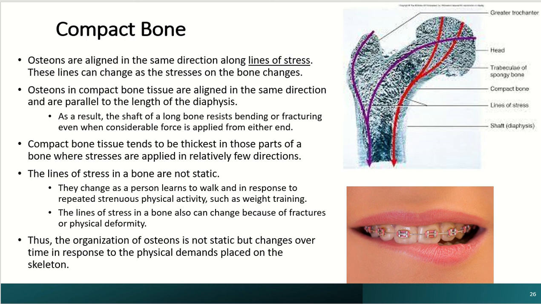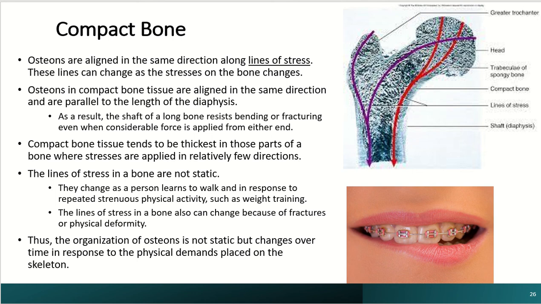As a result, the shaft of a long bone is going to resist any kind of bending or fracture, even when a pretty significant force is applied to it on either end. Compact bone tissue is also going to tend to be the thickest in those parts of the bone where stress is applied in relatively few directions. So the lines of stress in the bone are not static. They are capable of changing.